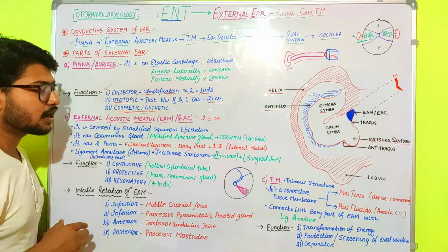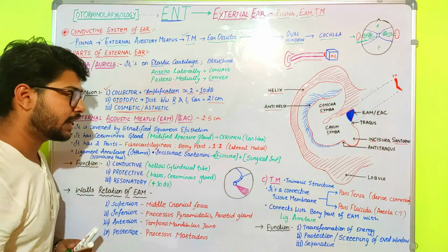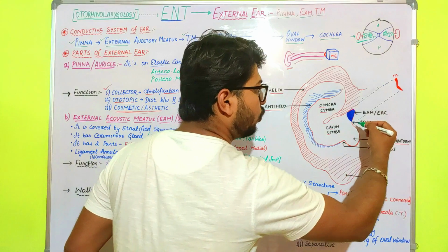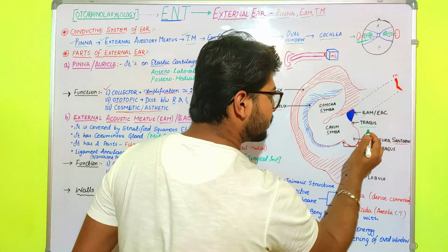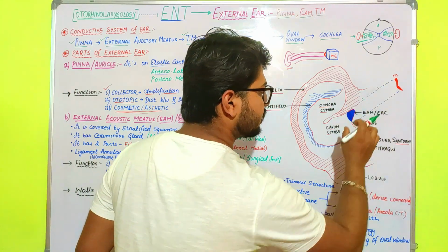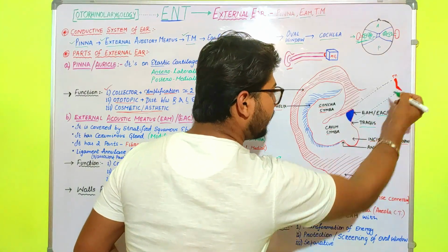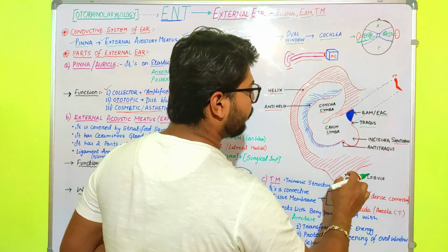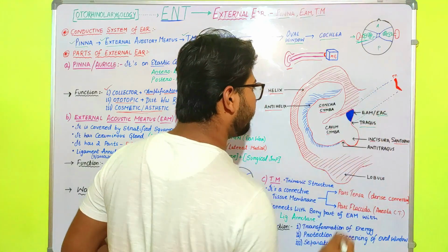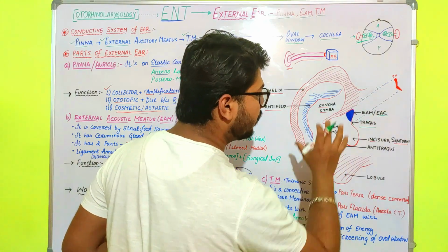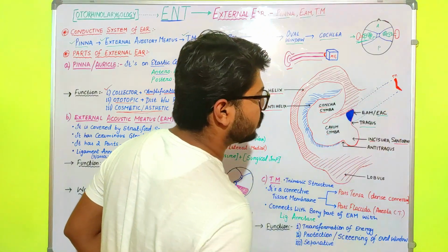Next, the external acoustic meatus, otherwise known as the external acoustic or external auditory canal. Its length is around 2.5 centimeters. Starting behind the tragus, we have the external acoustic meatus, and it ends at the tympanic membrane. As we know, the external ear has the pinna, then the external acoustic meatus and the tympanic membrane, and we have already discussed the pinna. Now we are going to discuss the anatomy and physiological function of the external acoustic meatus.